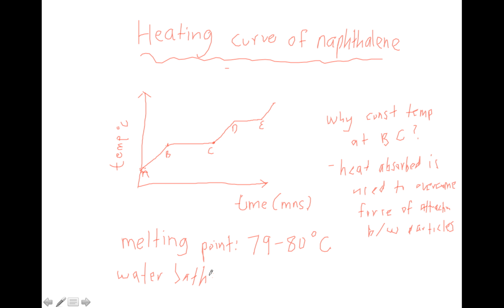Now, I told you that the boiling, we know the melting point of naphthalene is 79 to 80 degrees Celsius. Well, guess what? The boiling point of water is higher than this. The boiling point of water is 100 degrees Celsius. So the reason we use a water bath is to ensure uniform heating.